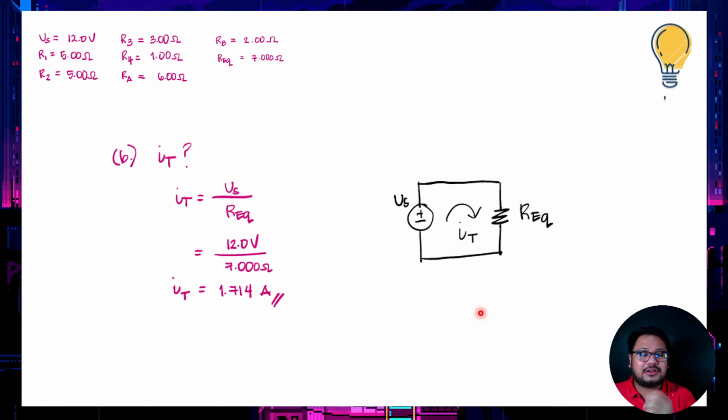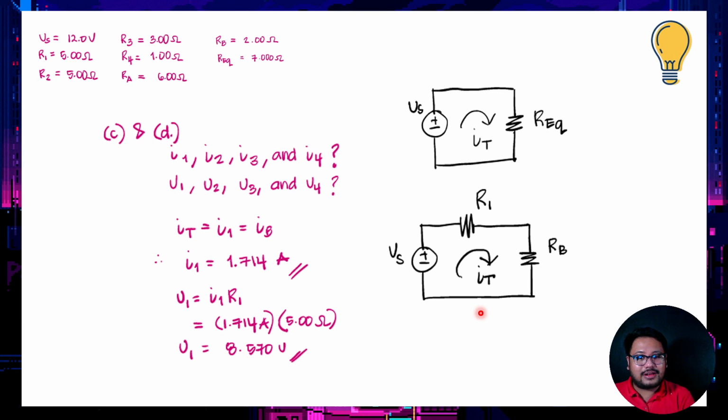Now, in getting the current passing through each resistor, it will have a different method. So in letter A, we made our circuit simpler. We reduced it to this kind of circuit that we have in solving for letter B. Now we will work our way in the opposite direction of letter A. We have to bring back or break down this REQ one by one. So we break down REQ.